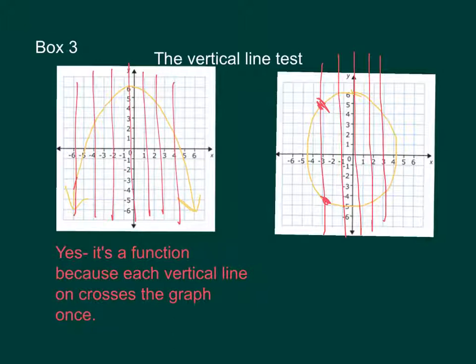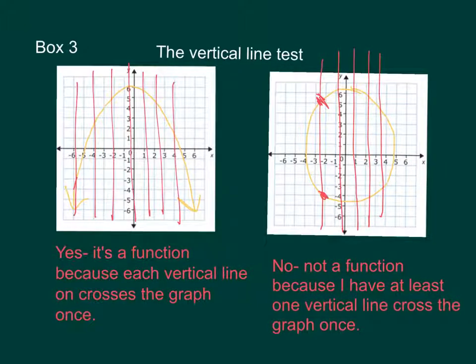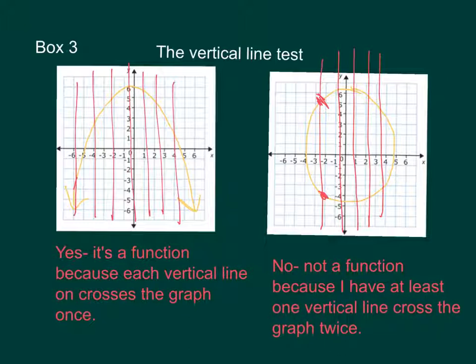So let's write our answer for that. Alright, so make sure you get this all down. No, this graph is not a function because I have at least one vertical line that crosses the graph twice. I had to change that from once to twice. So if any of these lines cross it twice or more, it's no longer a function.